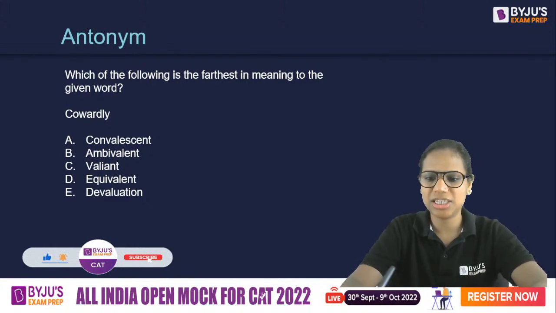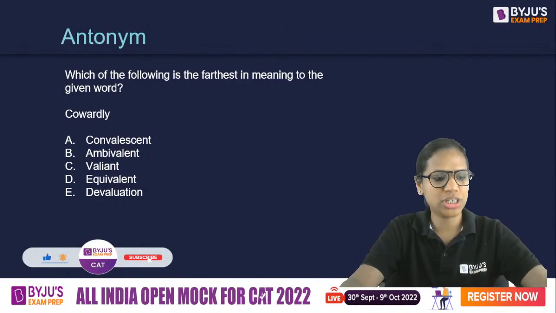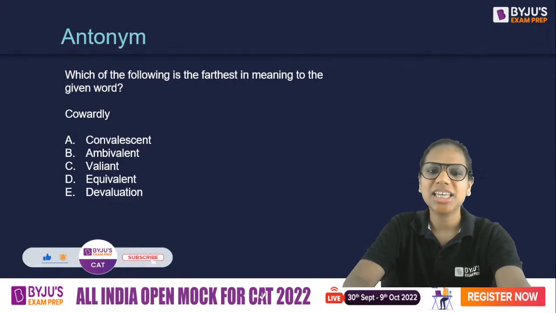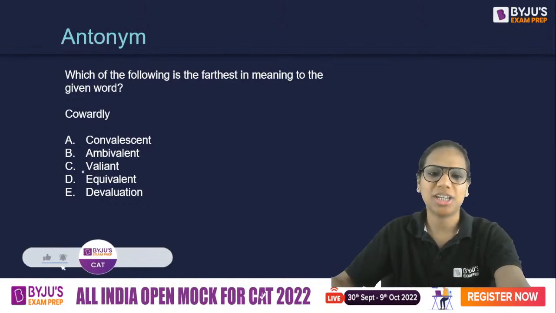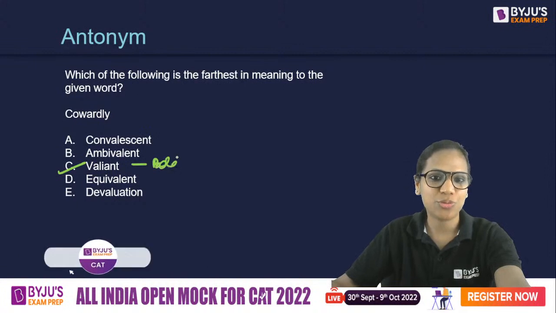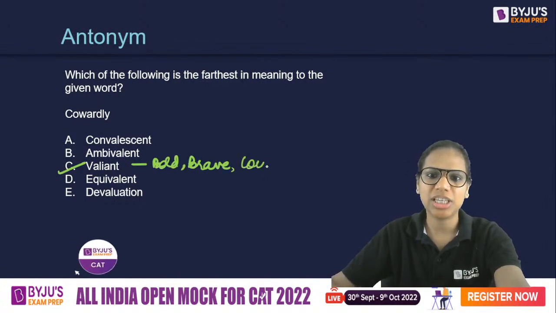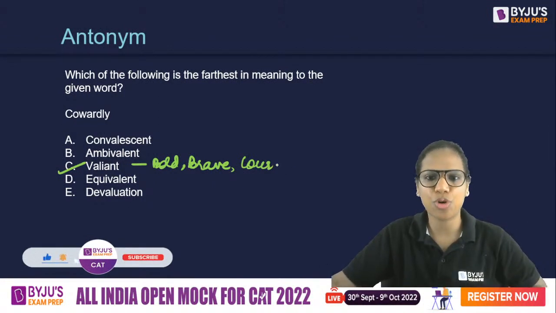C. Okay, Amrit says C. Varun also says C. Subhendu C. All right. Valiant. Absolutely correct. C is the answer. All of you are correct. Valiant means somebody who is bold, brave, courageous. That person is valiant. Valor is the noun form, right?